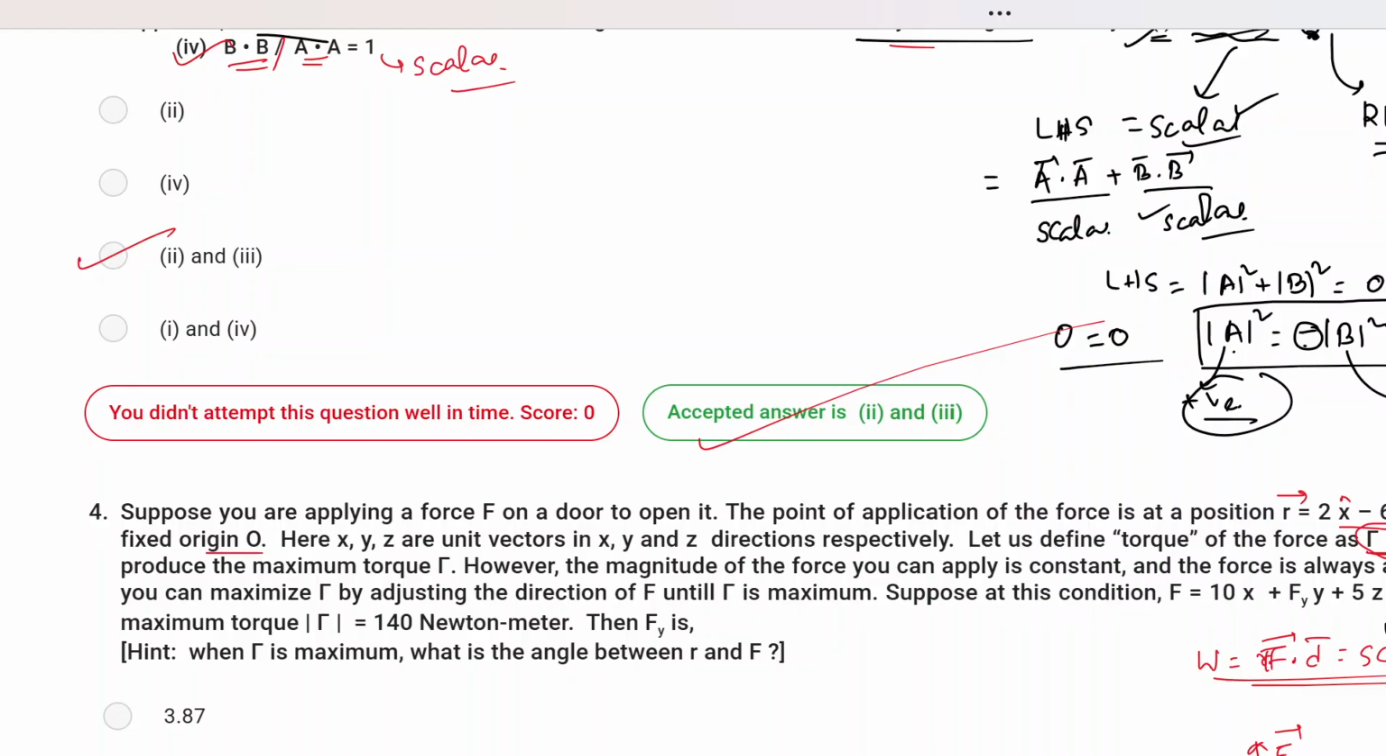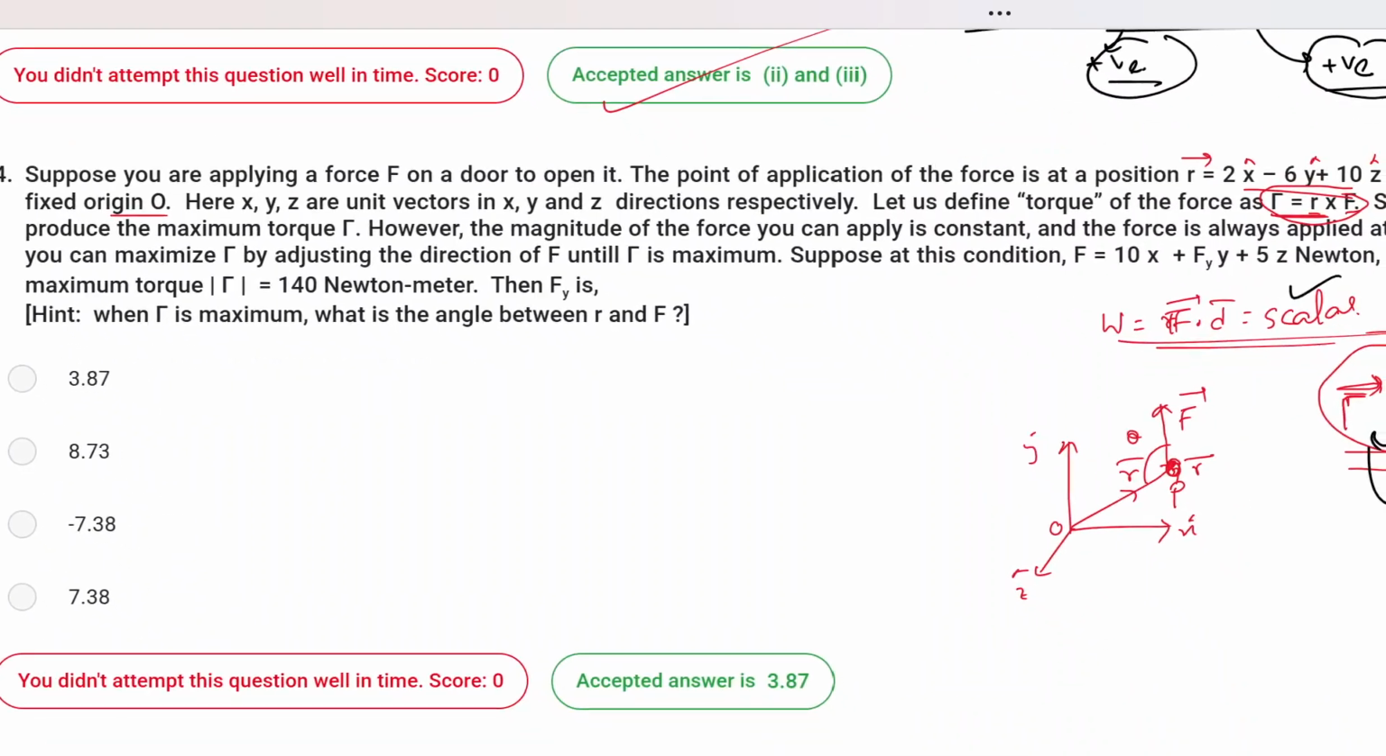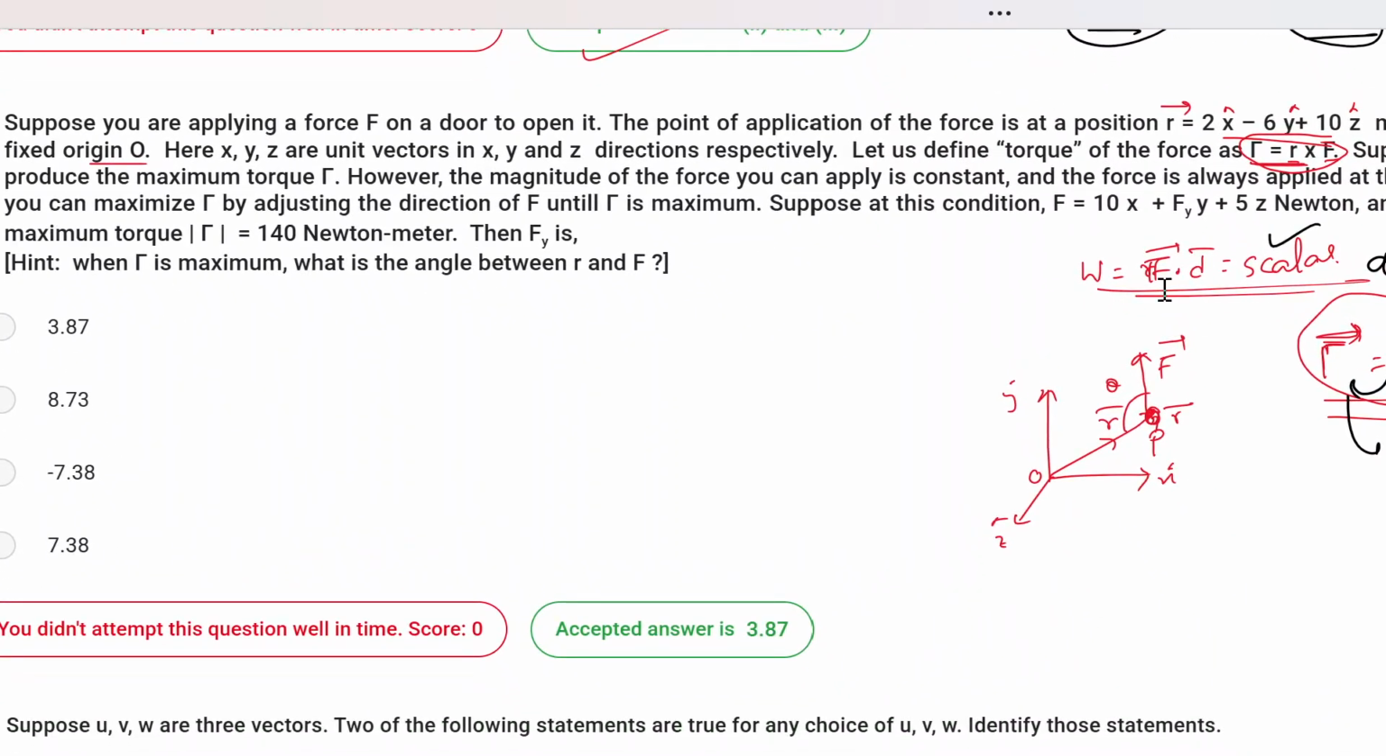And the special thing about this vector is that your tau will be perpendicular to each of the vectors r and f. Okay, so say if I draw it like this, if your r is like this, and if your f is at the point of application here, then your tau vector will be like this. What I'm trying to say is that it will be perpendicular to each of r and f.